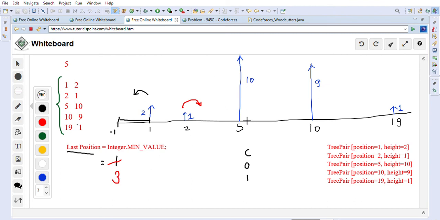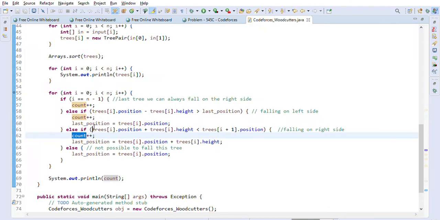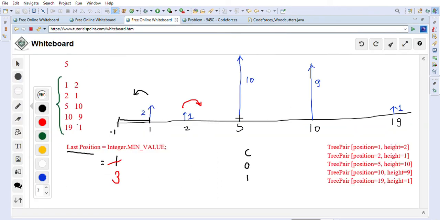And if this is not possible, let's say when we are checking this condition, when the current tree position plus height is not less than the position of the next tree, what it means is, after falling it on the right side, it is touching this point 5 where the next tree is present. When will it happen? Let's say, for example, if the 2 has a height of 8, right? Now if we are falling it on the right side, it will become 2 plus 8, which is 10, right? So it will touch 5, so we cannot fall it on the right side.